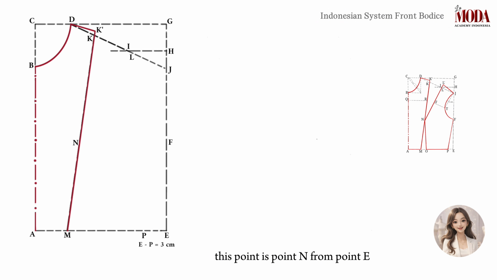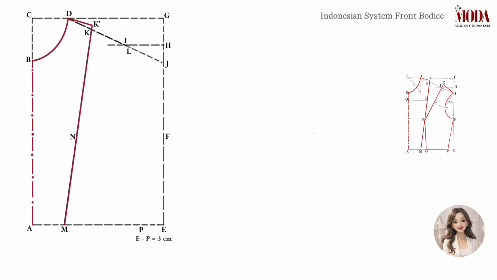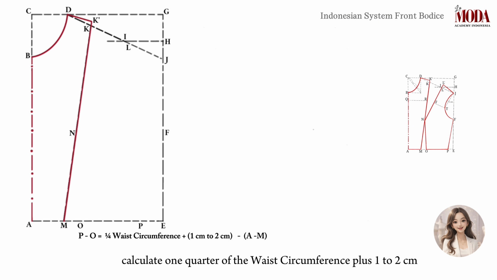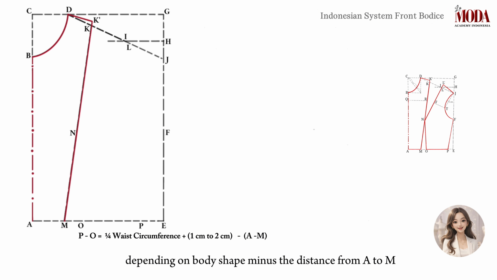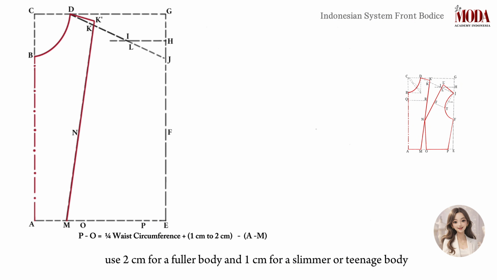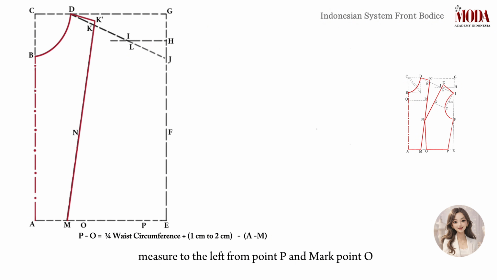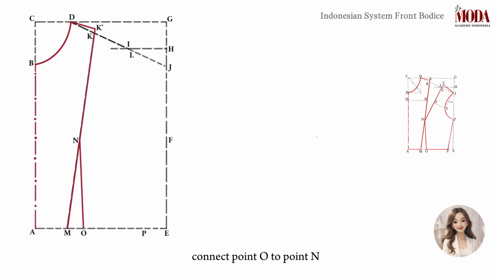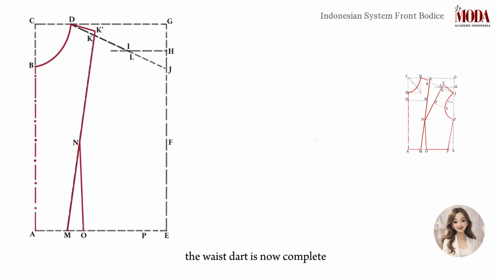From point E, move inward 3 centimeters to locate point P. To find point O, calculate 1/4 of the waist circumference plus 1 to 2 centimeters depending on body shape, minus the distance from A to M. Use 2 centimeters for a fuller body and 1 centimeter for a slimmer or teenage body. Measure to the left from point P and mark point O. Connect point O to point N. The waist dart is now complete.